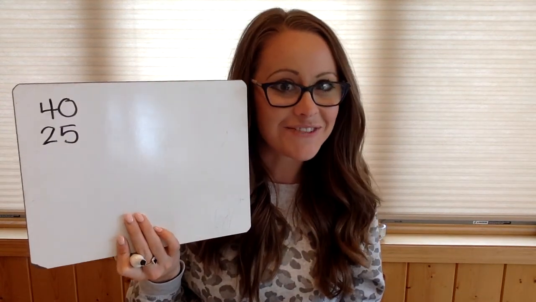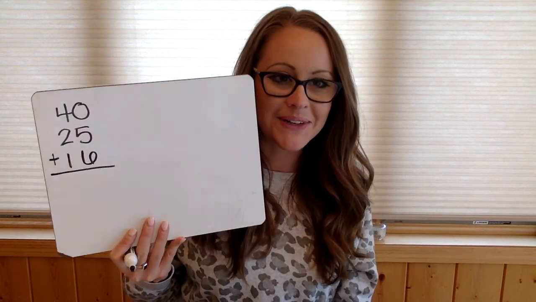10, 20, 30, 40. Write down 40. 5 $5 bills. 5, 10, 15, 20, 25. Write down 25 right under 40. So far, sorry, my screen went blank. This is what mine looks like. Hopefully yours does too. Then it says 16 $1 bills. I don't even have to add that up. I just know it's 16. Write 16 under 25. Great.